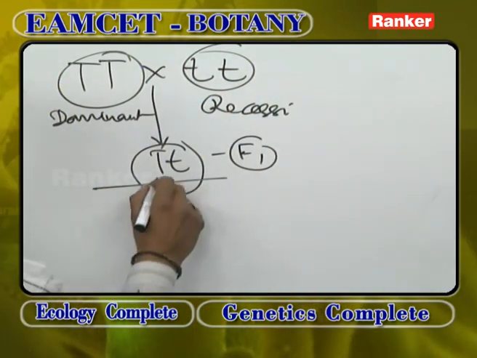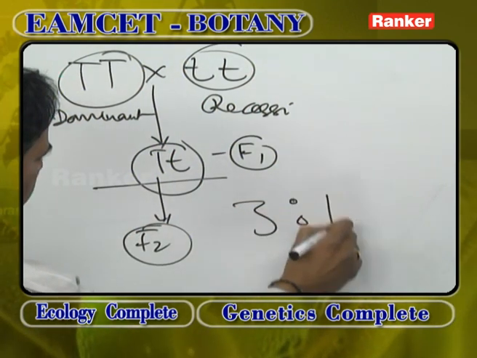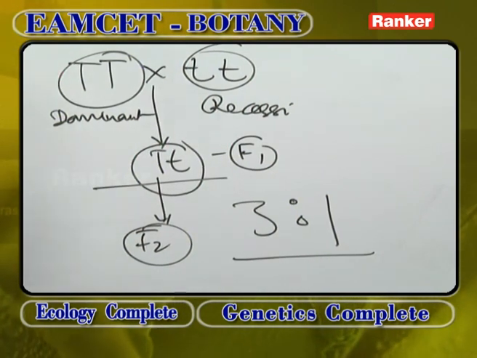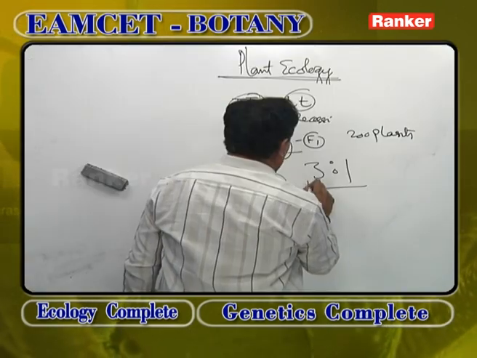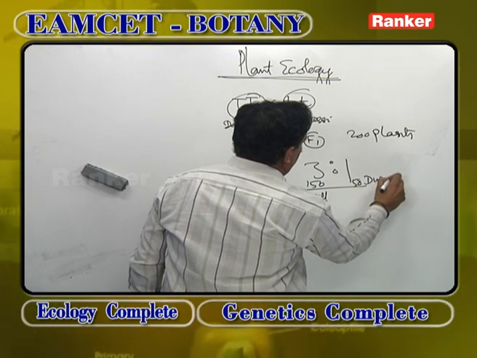If the same thing is taken for the F2 generation, the phenotypic ratio will be 3:1. So 3 will be tall and 1 will be dwarf. Here 200 plants are taken, so definitely 150 will be tall and 50 will be dwarf.